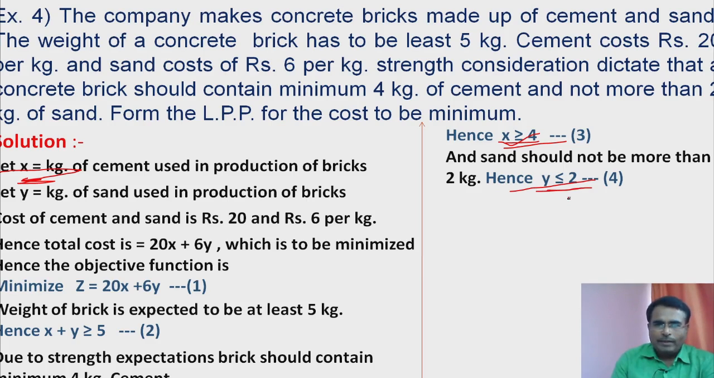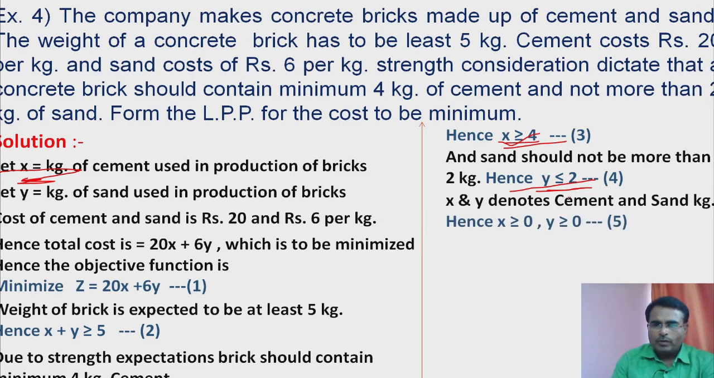Now, x and y denote kilograms of cement and sand used for production. Therefore, they should not be negative. So, hence x and y denote cement and sand in kilograms. Therefore, x and y are greater than or equal to 0.